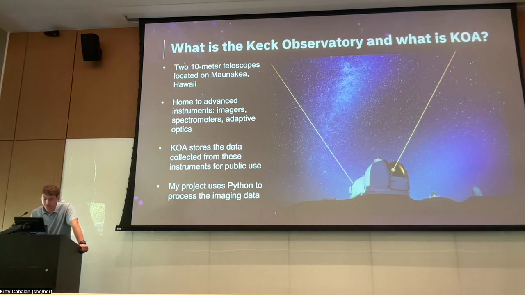So the next important thing is, what is the Keck Observatory and what is COA? The Keck Observatory is home to two of the largest optical telescopes in the world. Both are 10 meters wide, as you can see in the photo on the right. They're located on Mauna Kea, Hawaii. The telescopes are equipped with powerful instruments like imagers, spectrometers, and adaptive optics systems. The Keck Observatory Archive, or COA for short, stores all the data collected by these instruments. My project used Python to download and process imaging data from COA so that it can be used for scientific research. And COA is located near IPAC.